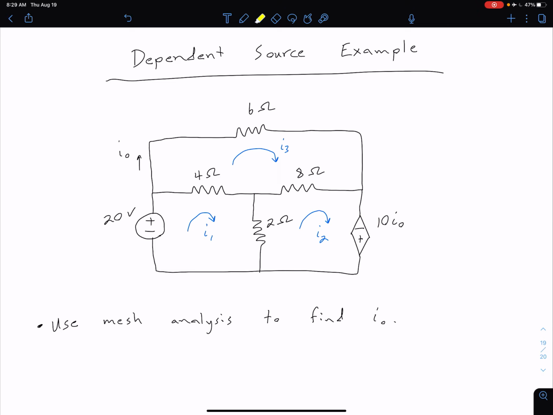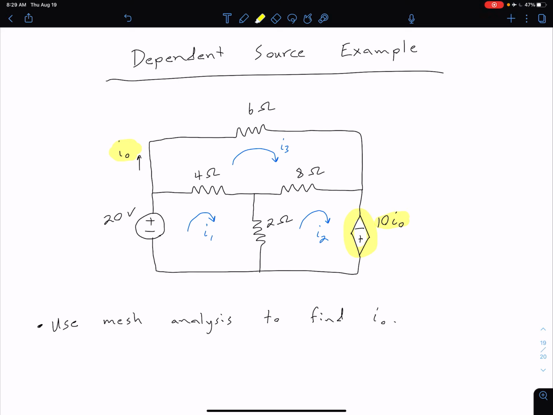Of course, we can easily distinguish them from our independent sources by the shape. So in our schematic, our dependent source is going to be a diamond shape, whereas our independent source is going to be a circle shape. The other key characteristic of our dependent source, as the name implies, is that the value depends on some parameter elsewhere in the circuit, some voltage or current. And so we see here we have this current I naught defined in the top left. So that current is going to directly affect the value of our voltage of this source.